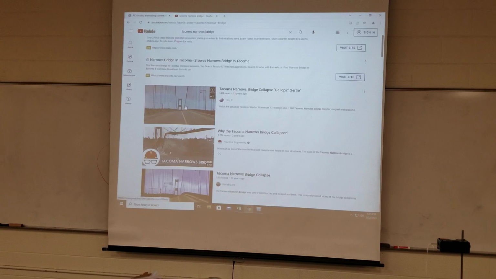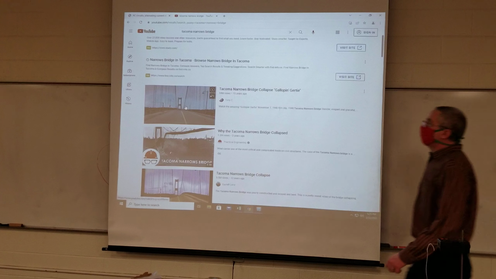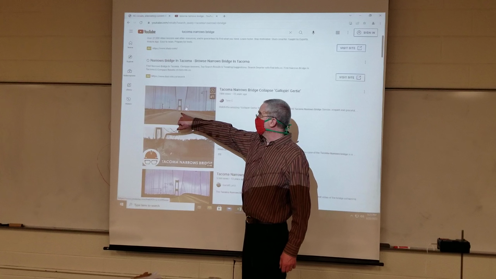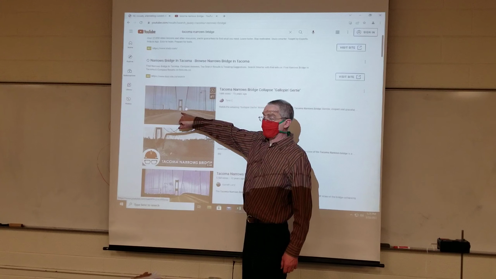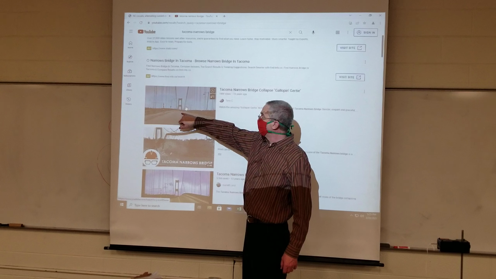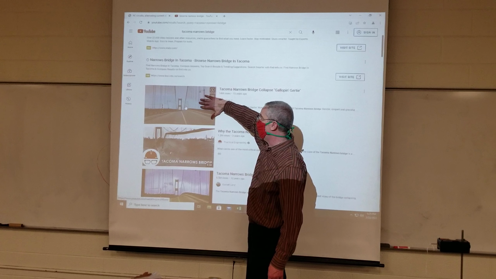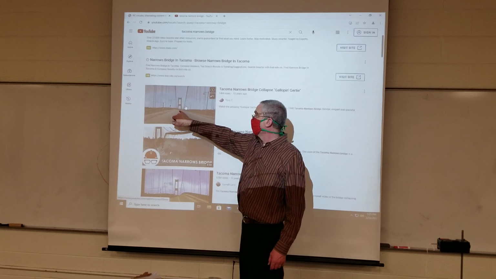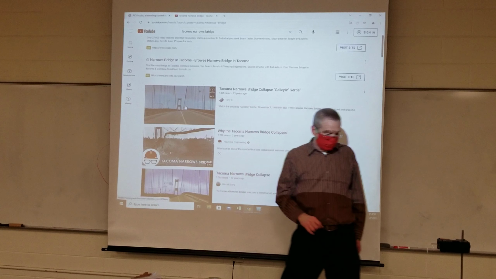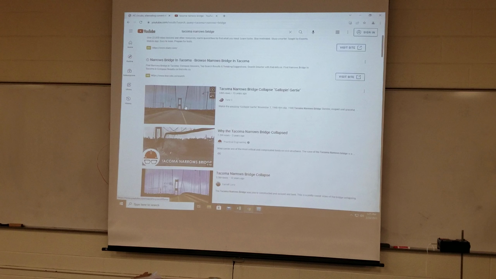Even in this little clip right here, notice the node. This middle part's not shaking as much as the sides are. And then you've got the antinodes. Probably technically the antinode is off here, but we do have a node here. Interesting that it's in the middle of the bridge. Yeah.